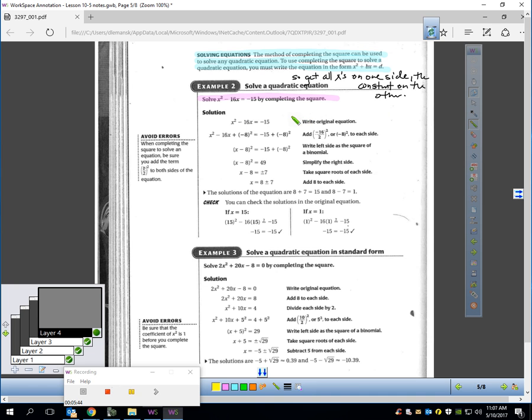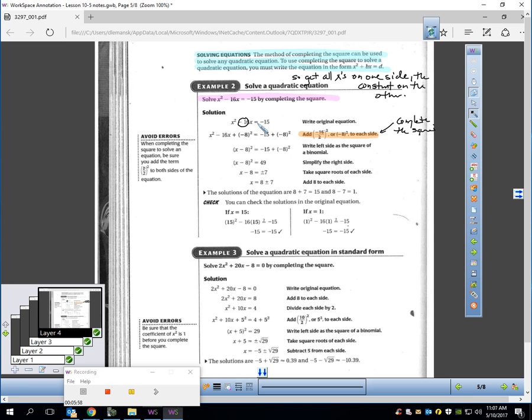Let's look at this problem. The x's are all on the left, and I have my constant on the right. The first thing I have to do is complete the square. So let's do that. I've got to take negative 16, divide by 2, which is negative 8, and square negative 8, that's positive 64. I'm going to write this a little different than the book. I have x squared minus 16x plus 64.